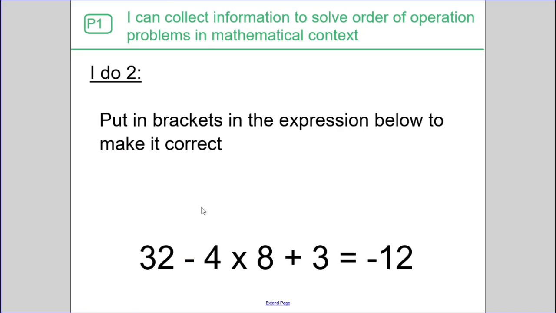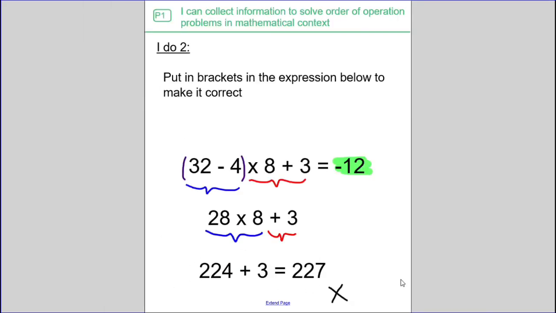Put in brackets in the expression below to make it correct. So let's start off by putting brackets in the first part. So we've got 32 subtract 4 is where we place the brackets. If we do that, we get 28. Bring the rest of it down. 28 times the 8 gives us 224. Bring the rest of it down. Add the 2 together, you get 227.